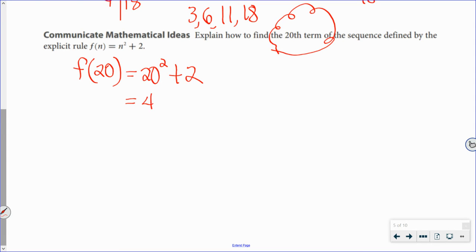20 squared is 400 plus 2. So my function at 20 is 400 and what? 10.